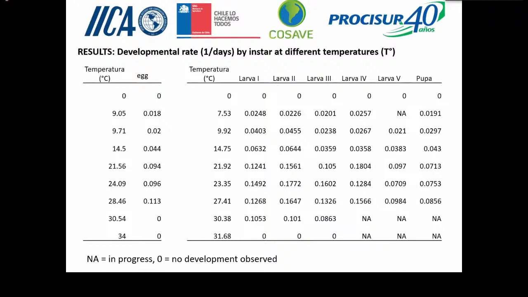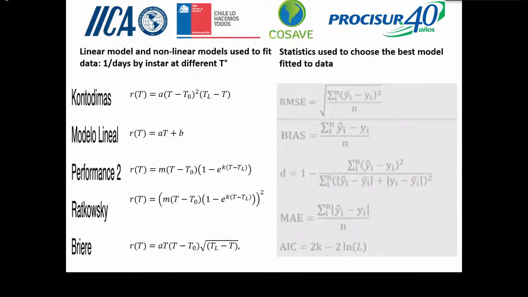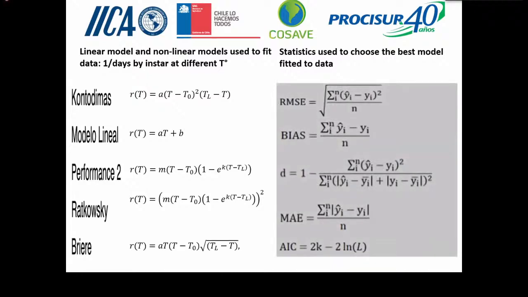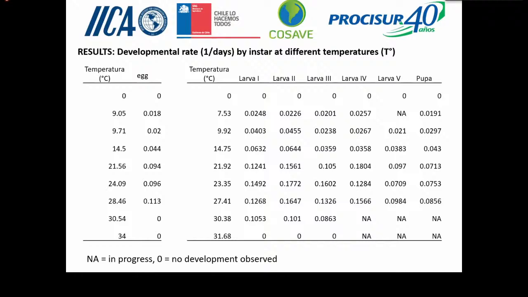For eggs, the second column shows the development rate. It's one divided by the number of days that an egg took to develop at 9, 15, 18 degrees. So the development rate goes up as the temperature goes up in all stages, but we noted in some that the development rates at very high temperatures begin to drop. And that's important to understand with regards to how we analyze the information later on.